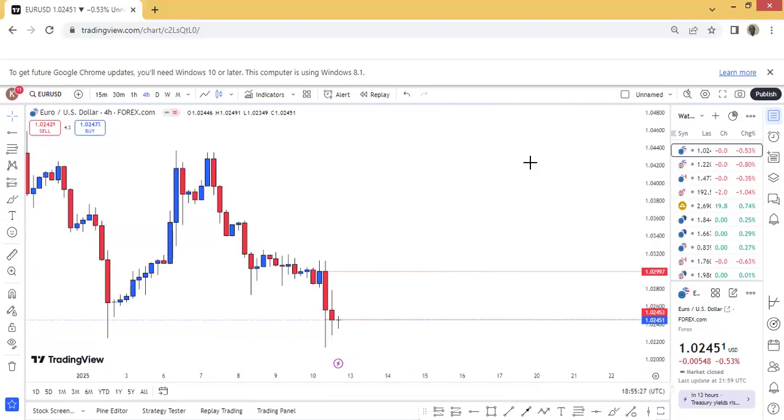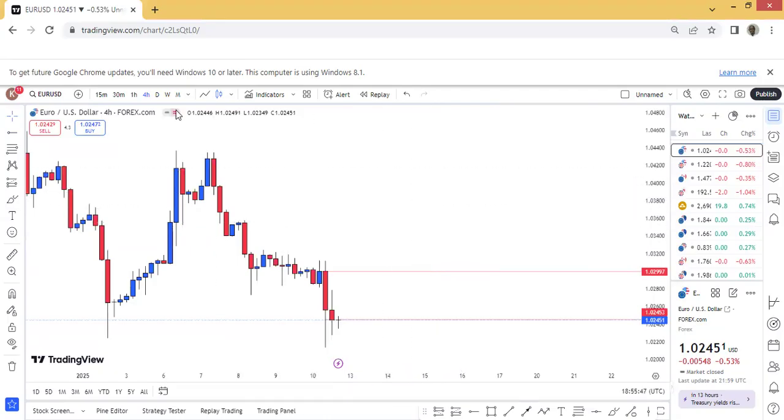I trade with the trend, so I do not really take counter trend trades. Those who do that can also find some buying opportunities. But what I want to say is that the buying opportunities will be short-lived because the main direction is downward.